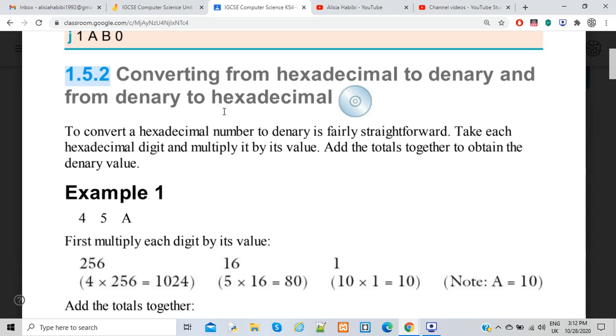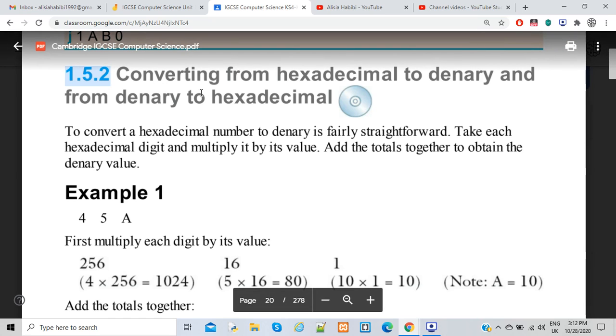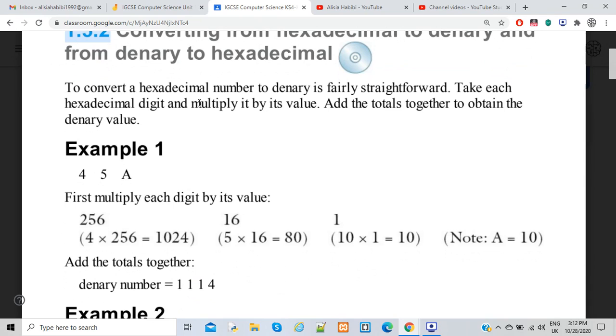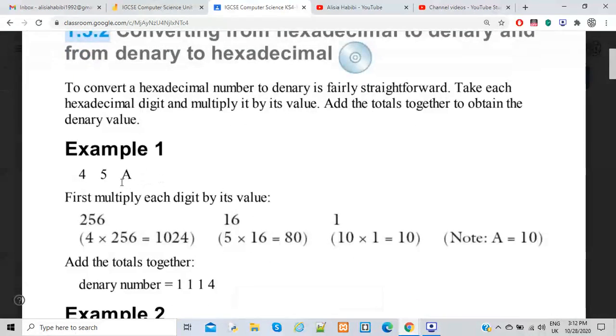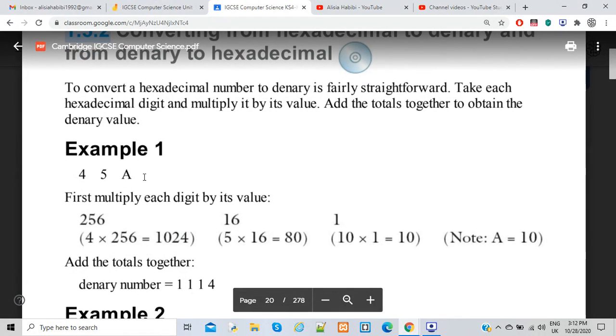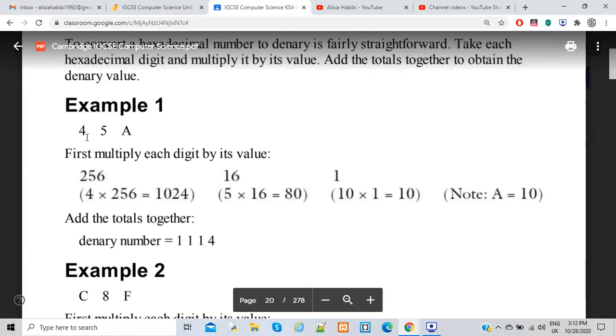Today we're going to be looking at the steps we need to take to convert hexadecimal into denary. To convert hexadecimal into denary, guys, it's a pretty straightforward step. First of all, you are given the hexadecimal values, and all you have to do is put the powers of 16 from right to left on top of each of those values and multiply it by those hexadecimal values.